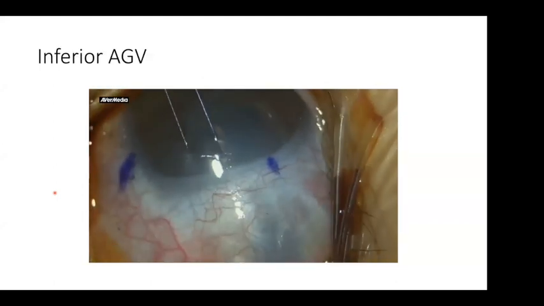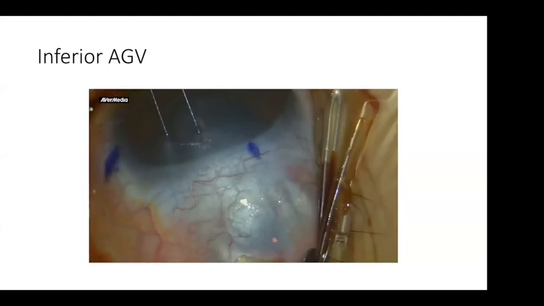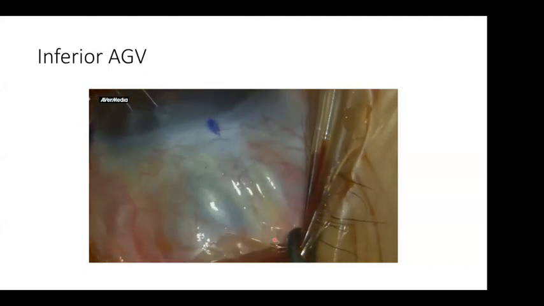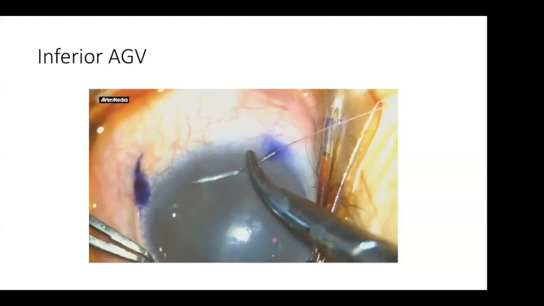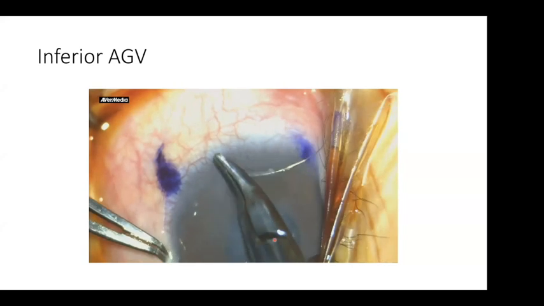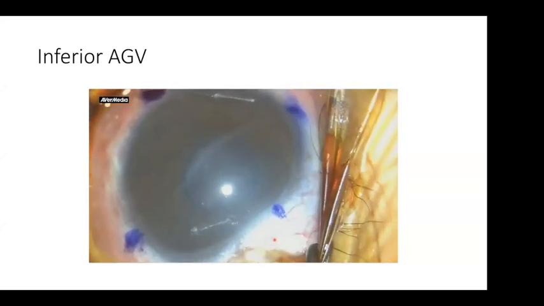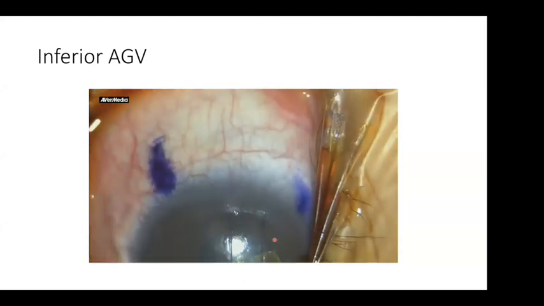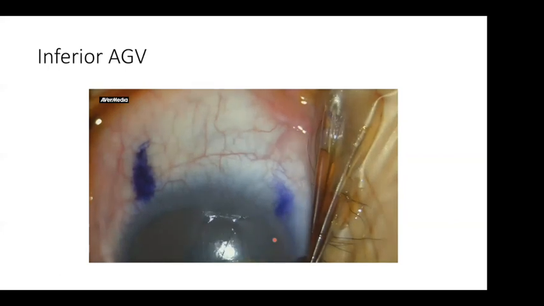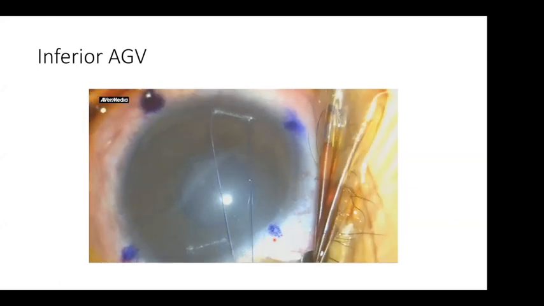Now, in the upper temporal quadrant, you can see there is a staphyloma. There is an actual staphyloma. This is a visible staphyloma. Now, with this staphyloma, definitely we can't manage to put a valve, and this was a recurrent hypophthalmos, so I decided to go to the inferior quadrant. If we are using the upper temporal quadrant as the first priority, the next priority will be the lower nasal quadrant for the implantation. The other quadrants are the least to go through.